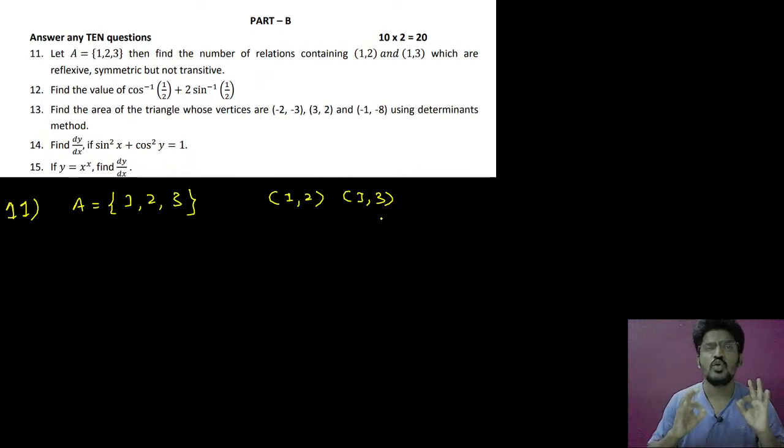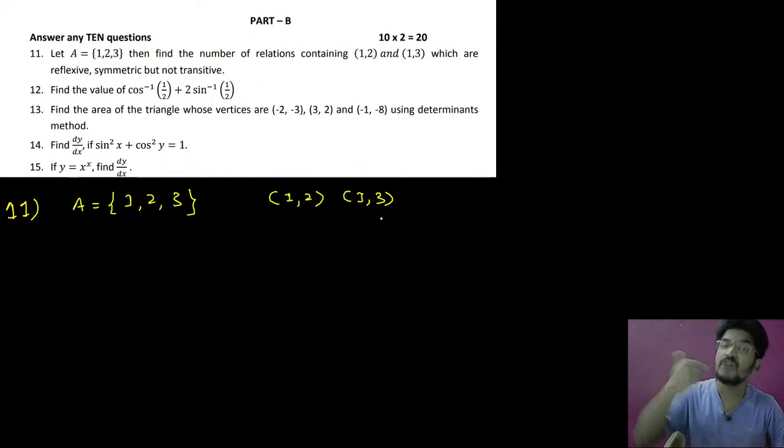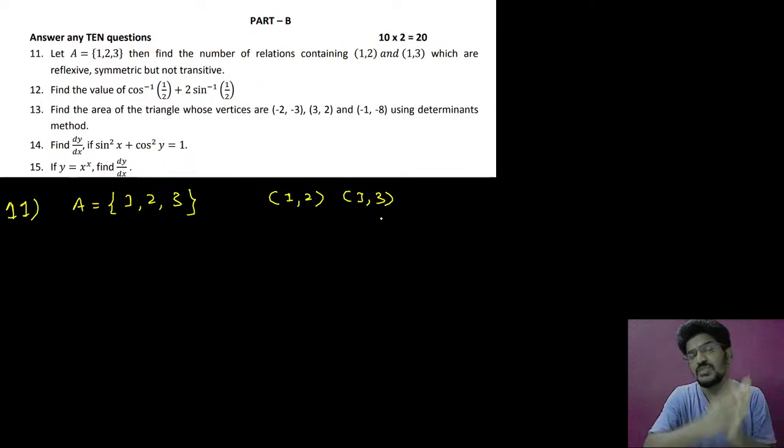You have to go very patiently here, because they have given the set and some two ordered pairs, and they are telling you to write the number of relations, not a relation. That means how many relations are possible such that (1, 2) and (1, 3) should be in the relation and which is reflexive, symmetric but not transitive.